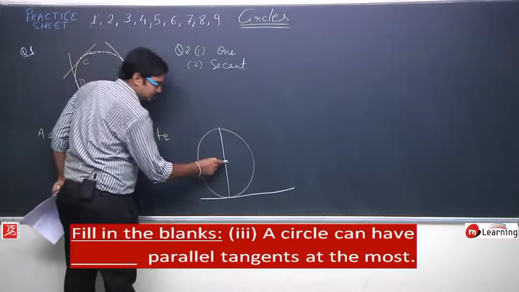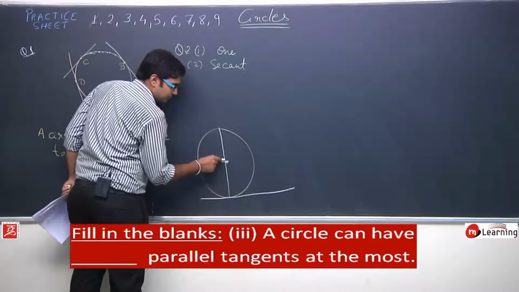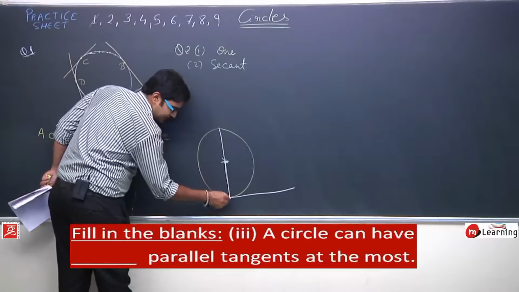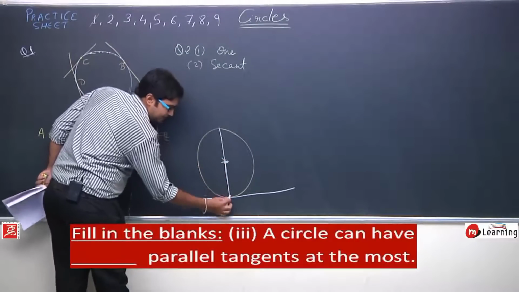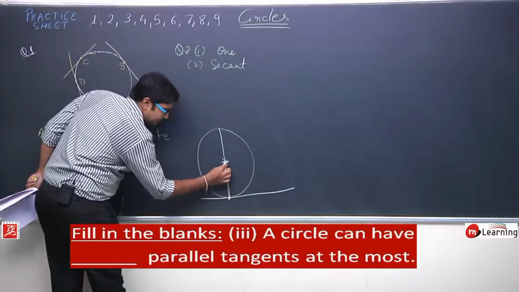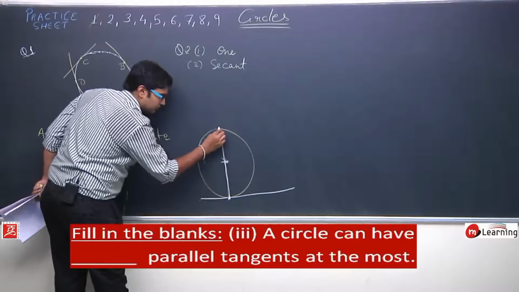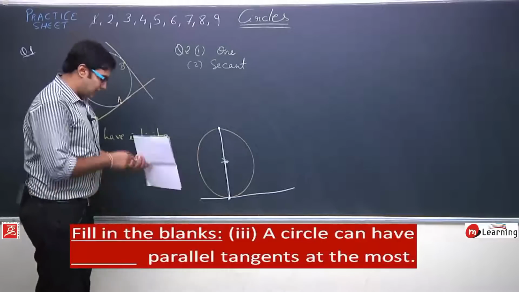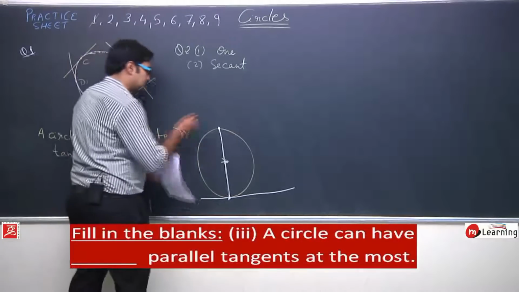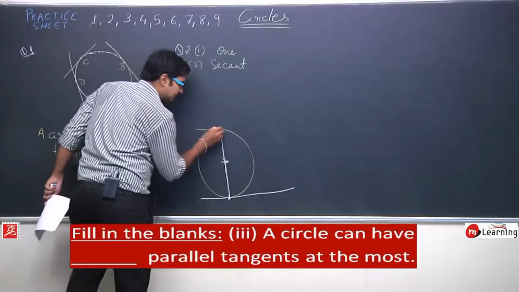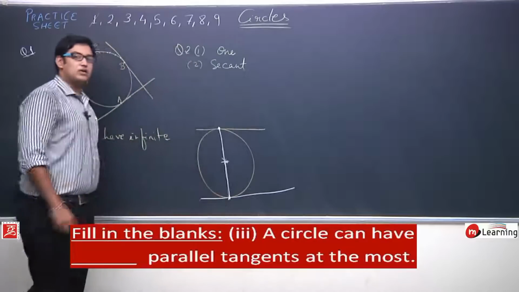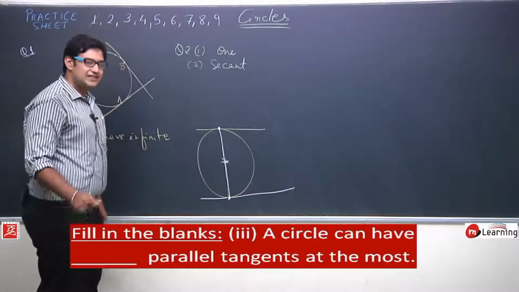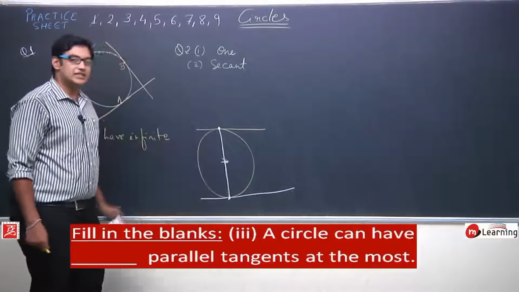What I have done is, this is the circle, and I have drawn a radius perpendicular to this tangent at this point, and I have extended this radius up to this point. So I can draw another tangent at this point like this, and this tangent will be parallel to the first tangent. Now, why is this tangent parallel to this tangent?